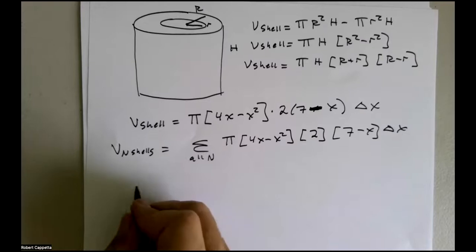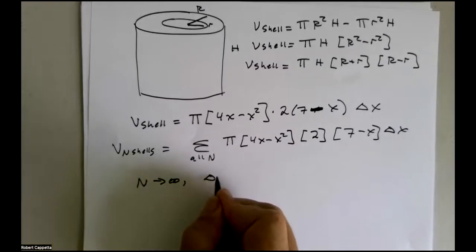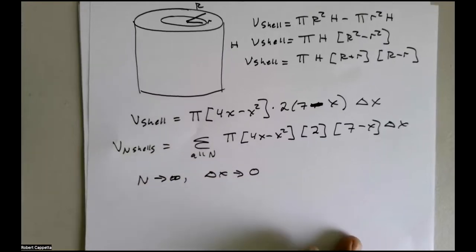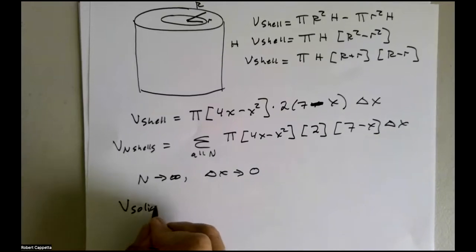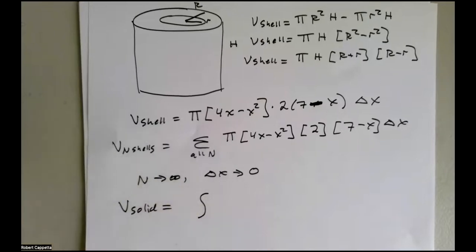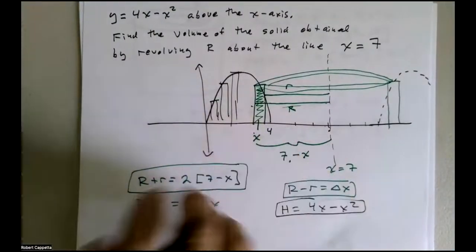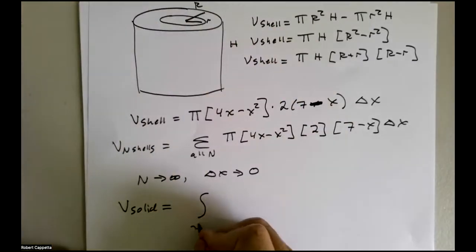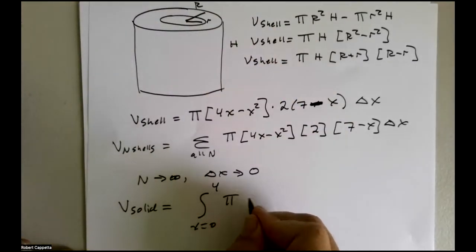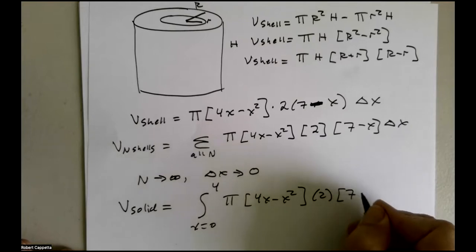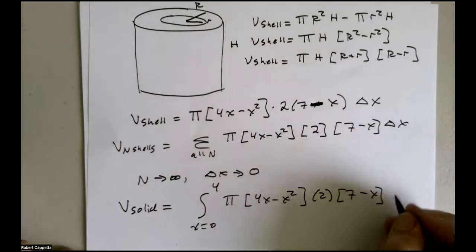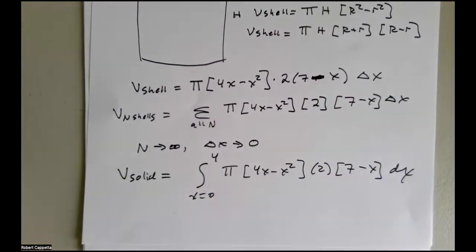So we want to send n to infinity. So the number of shells goes to infinity, which means delta x goes to 0. And that is going to go from a sum to an integral. That, of course, is thanks to the Riemann sum concept. So the volume of the solid is the integral. What does x range from? Looking at our previous picture, x ranged from 0 to 4. X ranged from 0 to 4 of pi times 4x minus x squared times 2. And then as delta x shrinks to 0, this becomes the differential dx. And this is certainly an integral that most students at this level are capable of doing.